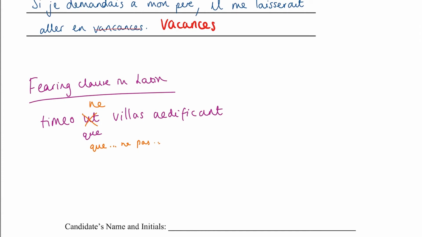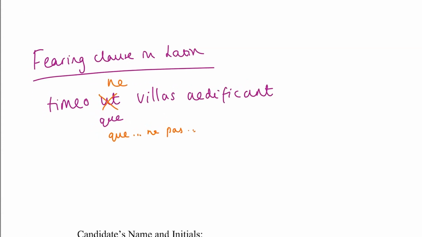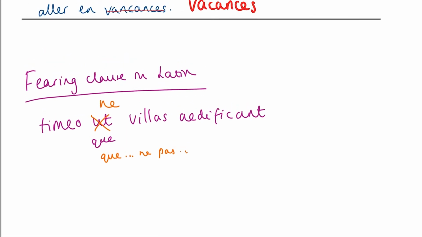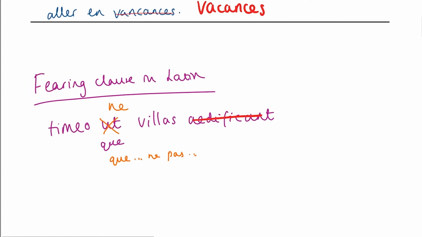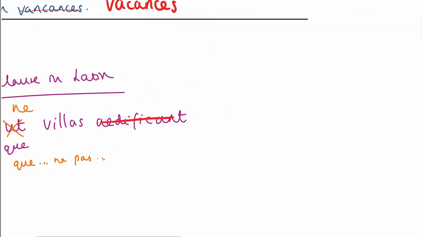And also, Latinists, you may have noticed my mistake when I was talking about fearing clauses to explain the expletive ne in French. Edificant? No, that needs to be a present subjunctive. How do we form the present subjunctive in Latin? Well, you can use this handy phrase, he beat a friar.